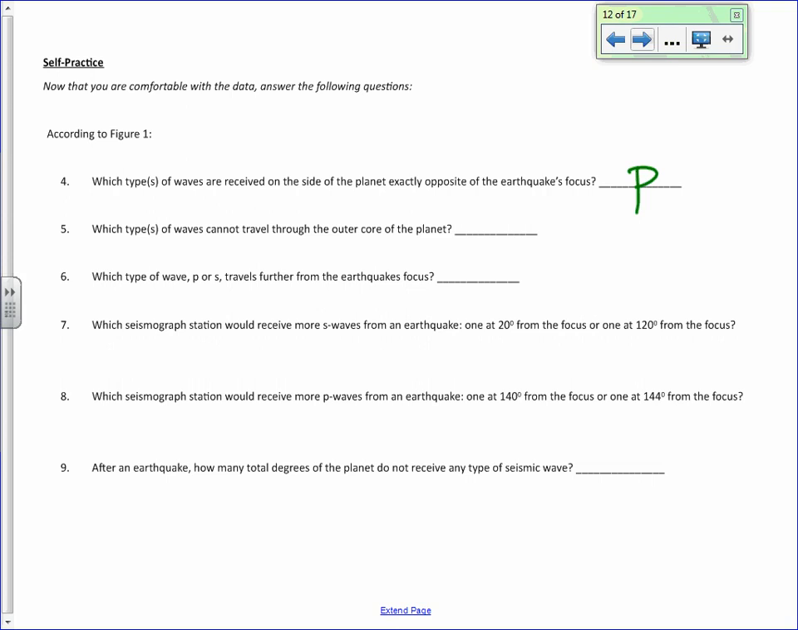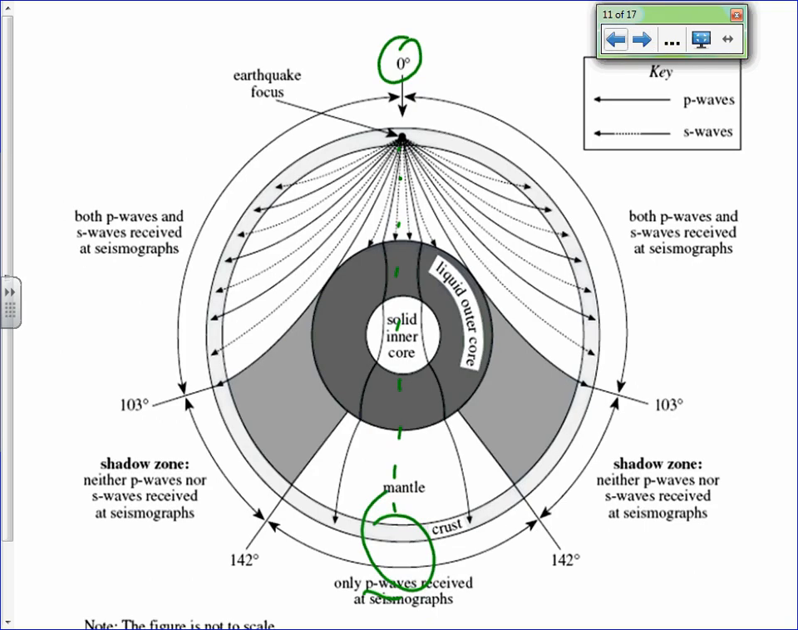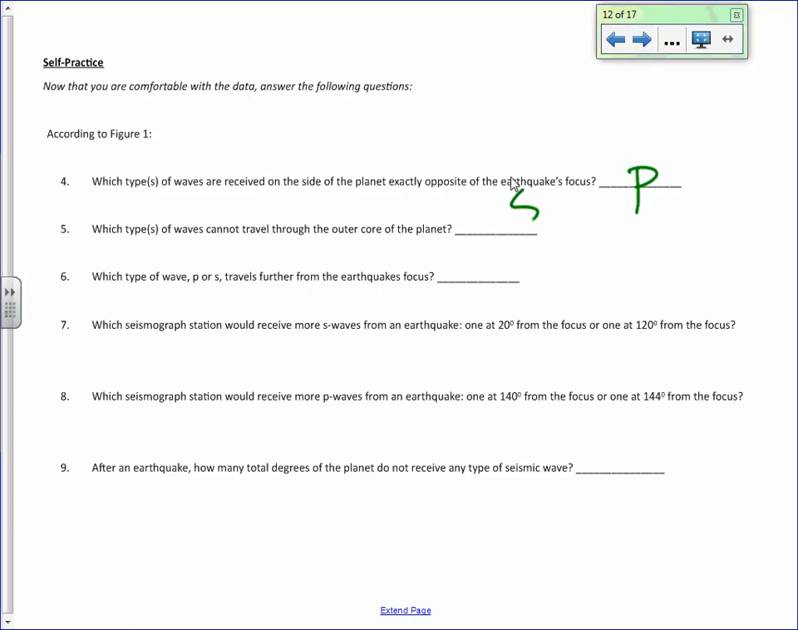What about which types of waves cannot travel through the outer core of the planet? S waves. How'd you get S waves? Because if you go to the outer core, the S waves stop right at that line. Excellent. You see these S waves here, they stop. They can't travel through. So the ones that can't travel through are S waves.